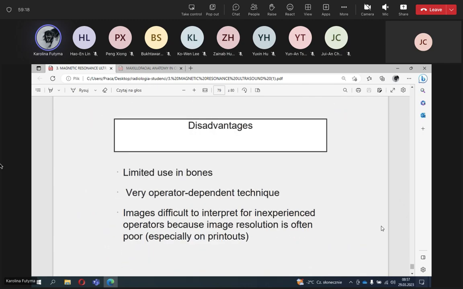But we have a few disadvantages. Limited use for bones, of course, and a very operator-dependent technique. So the radiologist has to be really advanced in ultrasound examination to provide a good examination. The image is difficult to interpret for inexperienced operators because image resolution is often poor, especially on printers.